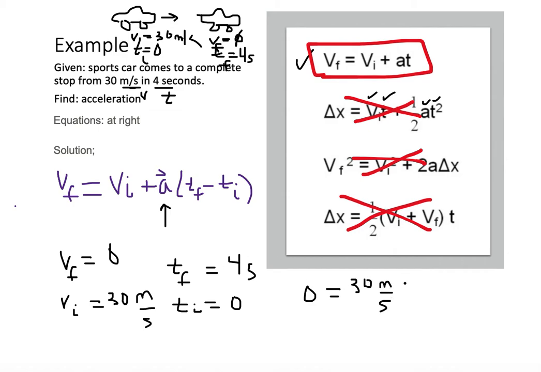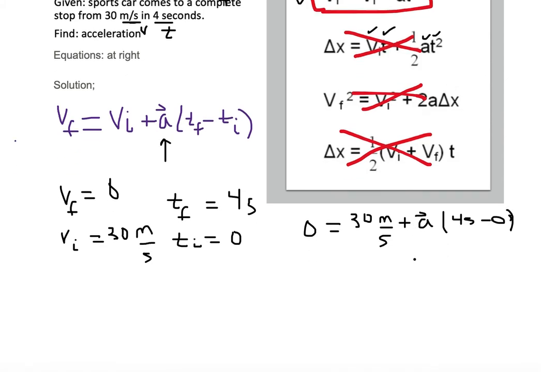And now we have plus an a. We're solving for a. And now we need a t final minus t initial. So it's 4 seconds minus 0 seconds. So this is equal to 30 plus a times 4, because we're really just subtracting zero, which is nothing. So the first thing we want to do is solve for a.